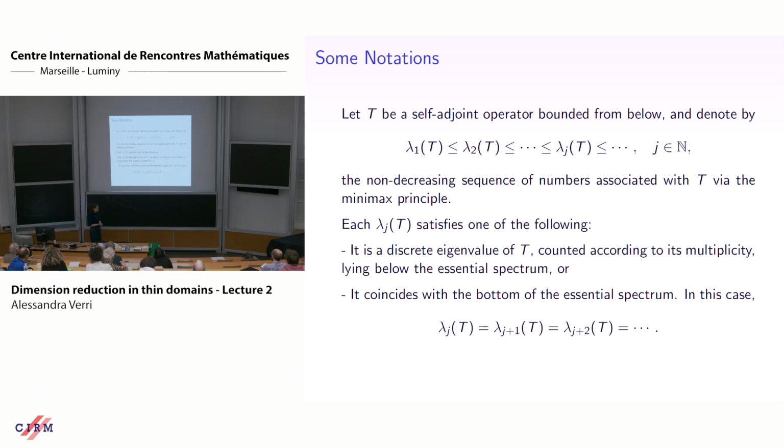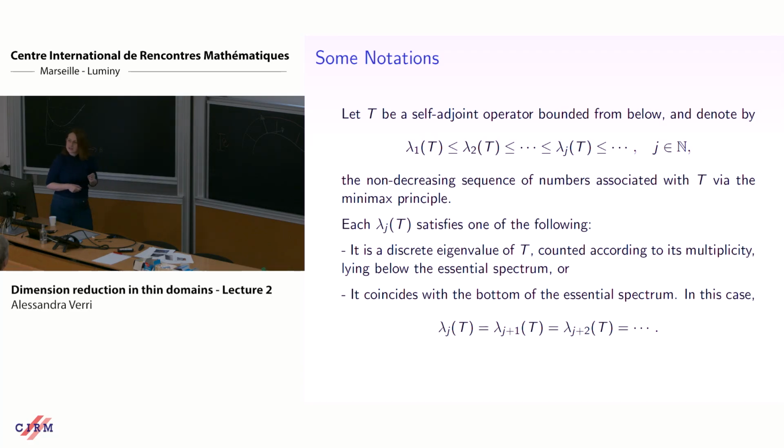Before I start showing the results, I would like to recall this notation. It will appear a lot today. If you have T, a self-adjoint operator, bounded from below, we use this notation, lambda j of T, to denote the values given by the minimax principle.